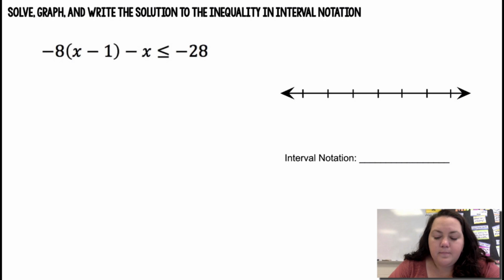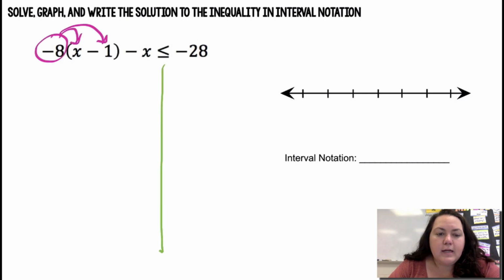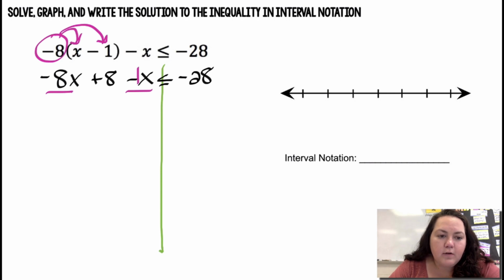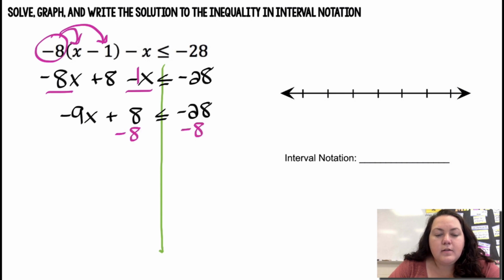Alright, this one, I'm going to distribute the negative 8. I get negative 8x plus 8 minus x is less than or equal to negative 28. Combine like terms, that x really has a 1 in front of it. So if I have negative 8x minus another x, that gives me negative 9x plus 8 is less than or equal to negative 28. Subtract 8 on both sides. I get negative 9x is less than or equal to negative 36.